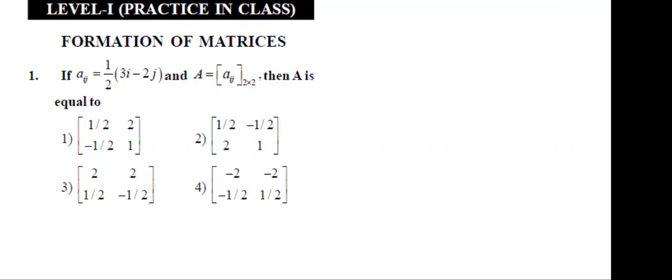Aij is equal to 1 by 2 into (3i minus 2j), given. Next, we need to construct a matrix A, which is a 2 by 2 matrix.